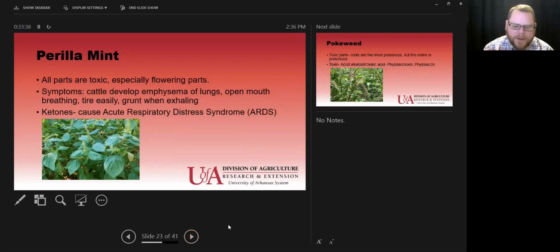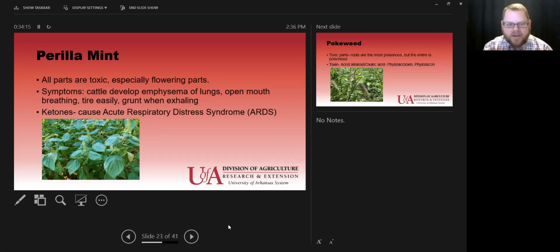So another biggie for us here, and especially South Arkansas, is Perilla mint. I know most of y'all have seen Perilla mint. It's also referred to as mint weed, rattlesnake weed, because the seed heads, after they dry, have a rattlesnake sound to them. So Perilla mint is pretty well limited to being an undergrowth plant. It's in fence lines, it's in wooded areas, that place where your cattle go after they get a belly full and they go to lay down and ruminate.